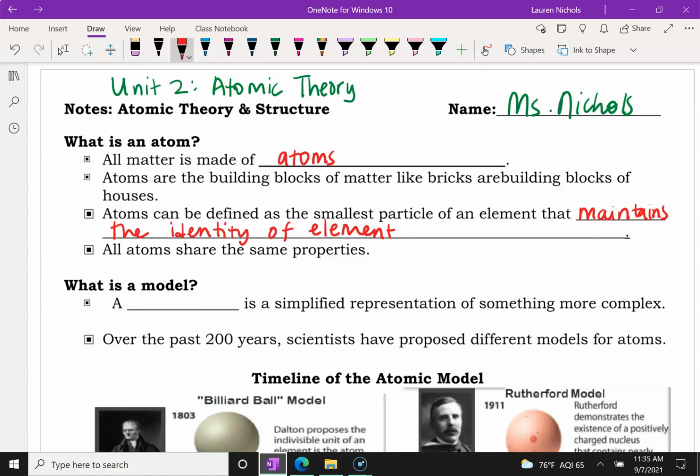Now, all atoms of an element share the same properties. So one atom of gold has the same properties as another atom of gold. But gold and oxygen would be different elements, so they would have different properties.